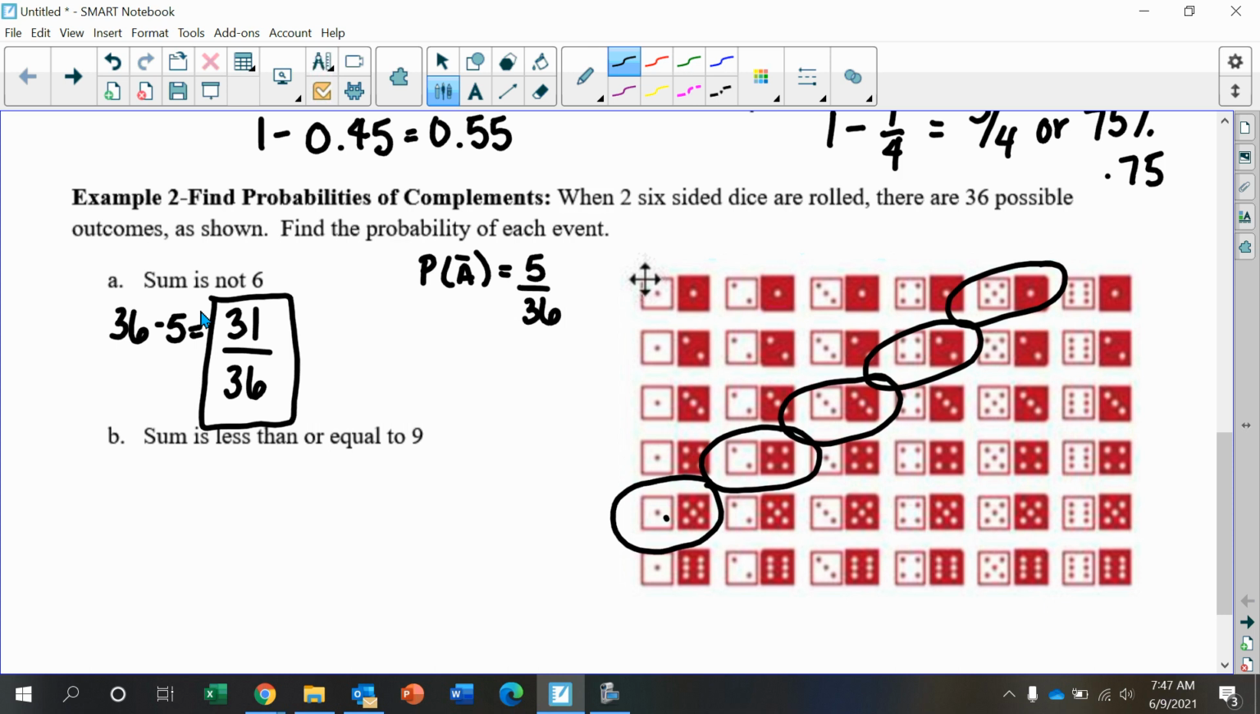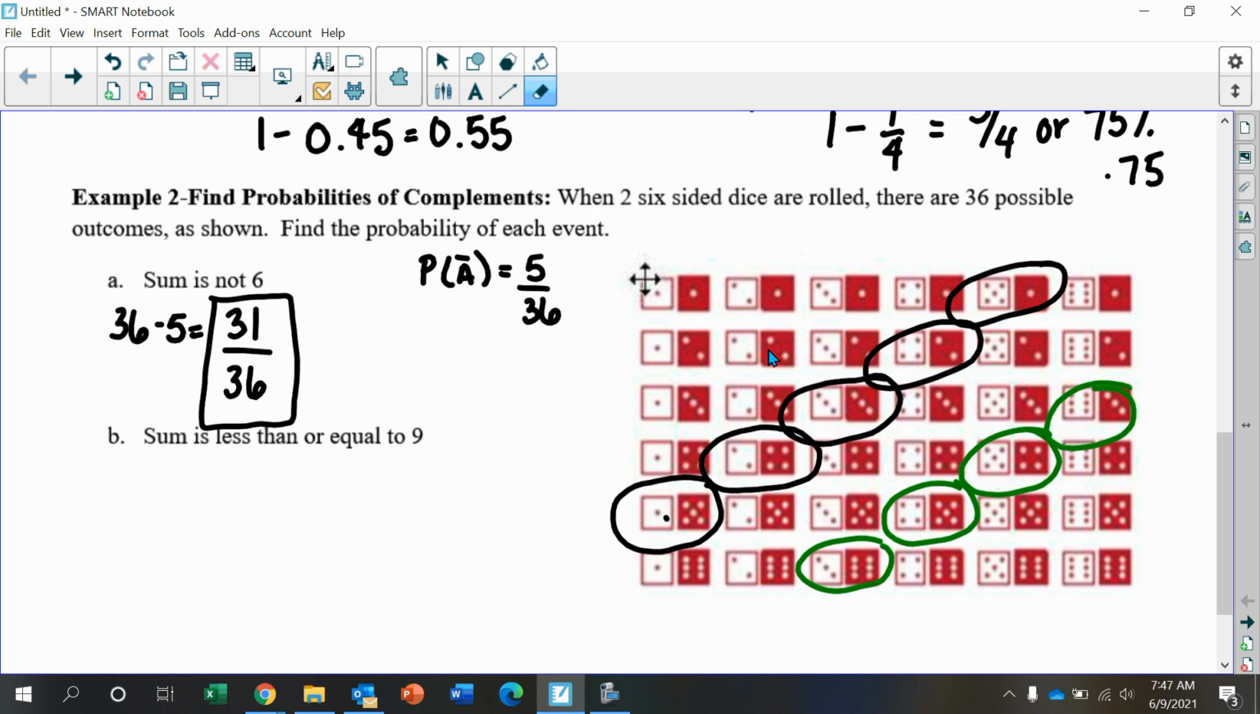Okay. Another one that I will ask is a number less than or equal to 9. I look over here, I'm looking to see, this is going to give me 9. This is going to give me 9. This is going to give me 9. This is going to give me 9. You guys can still sit there and count them. That's fine.